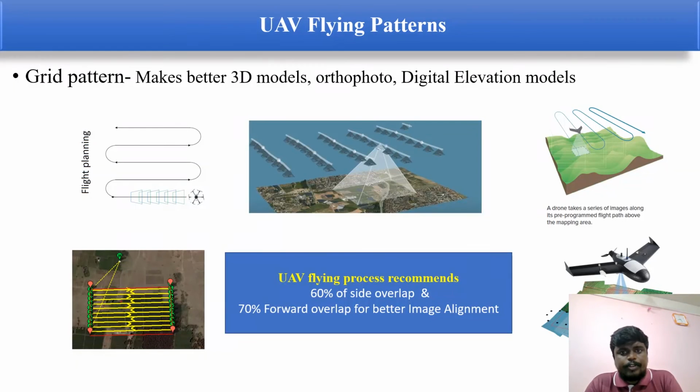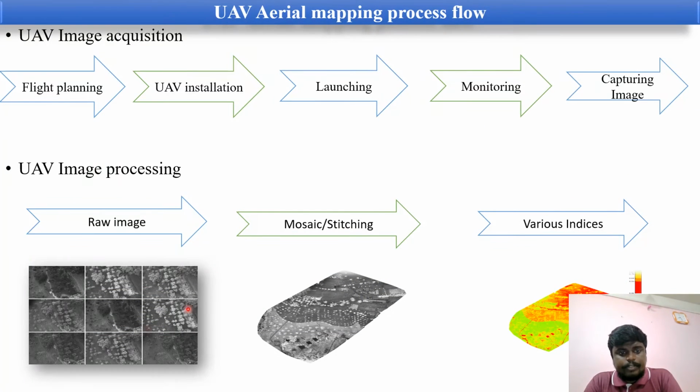This is the UAV platform pattern. It should have forward and side overlap, and each image should overlap 70 to 60% to make a better 3D model, orthophoto and digital elevation model. Without these criteria, we cannot get an accurate 3D elevation, orthophoto or digital elevation model of the area. These are the raw images taken from the UAV, then orthomosaic stitching and point cloud generation. After that, we create the various vegetation indices using the toolbox which I showed earlier.